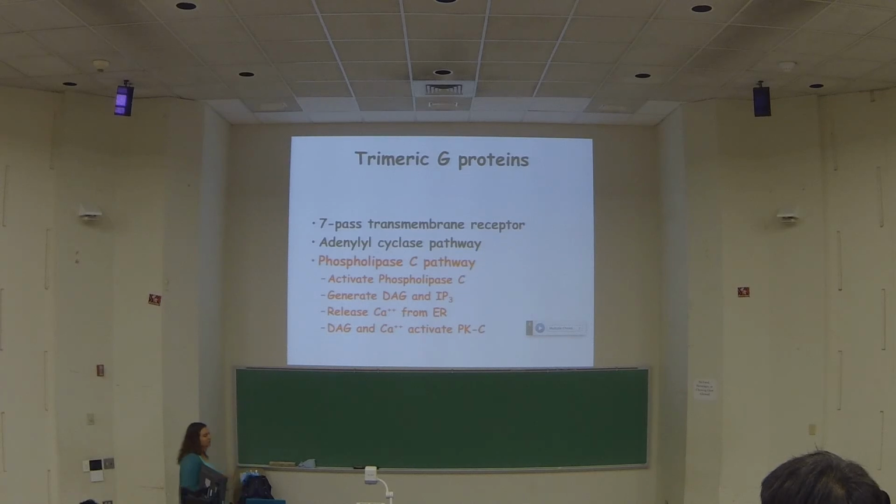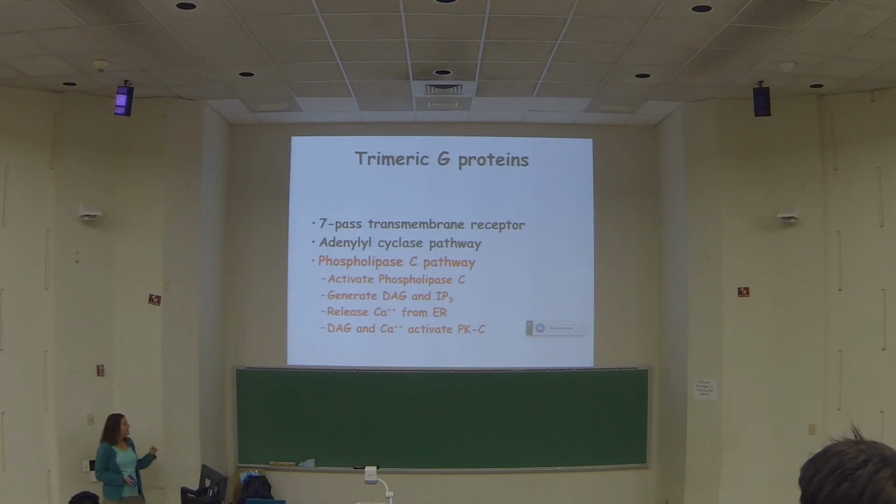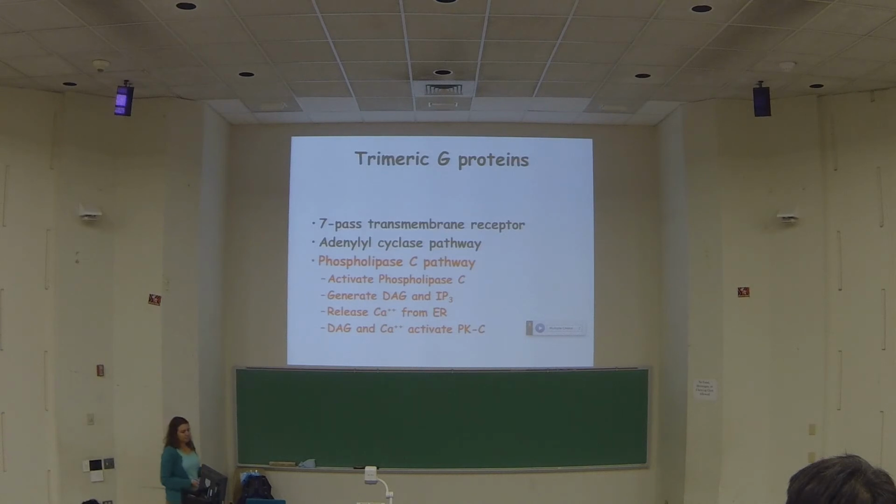Also in the heterotrimeric G protein signaling pathways, we looked at phospholipase C. The G protein activates phospholipase C, cleaves PIP2 to DAG and IP3. IP3 releases calcium from the ER. Calcium and DAG activate protein kinase C. Calcium can also interact with other effector proteins.